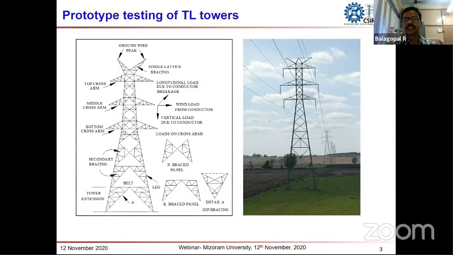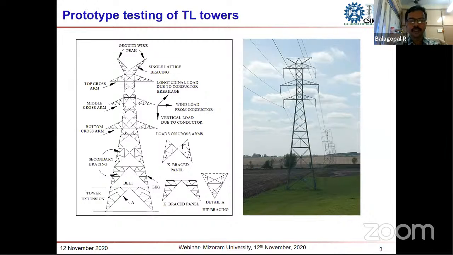These transmission towers are statically indeterminate structures. The main components of a transmission tower are the leg member and the bracing member. The main function of a leg member is to resist the axial force. Whatever the axial force coming on the tower, the leg member has to resist. The main function of a bracing member is to resist the shear force.